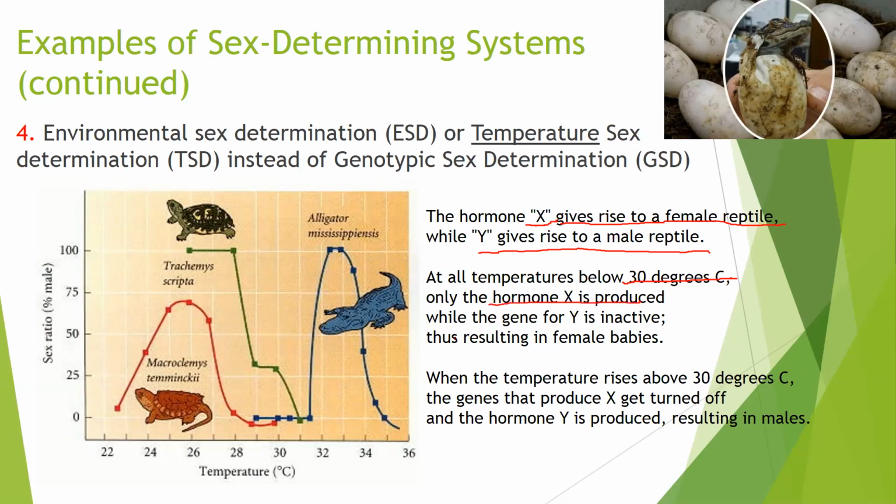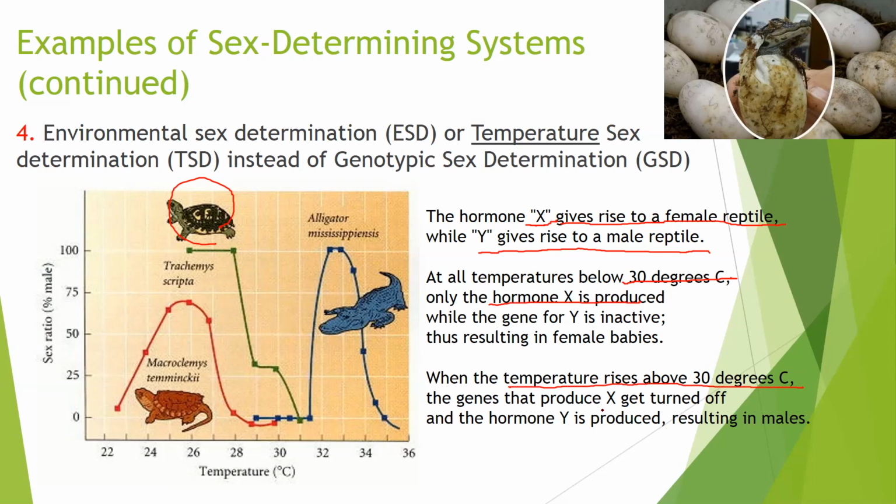I believe this is for the turtles here. So different reptiles probably use different temperature mechanisms. So for example, in the turtles, if the temperature is below 30 degrees Celsius, then only X is going to be produced, and all the progeny will be female. Okay. Then as the temperature rises above 30, or maybe this is for alligators, I think, yeah.